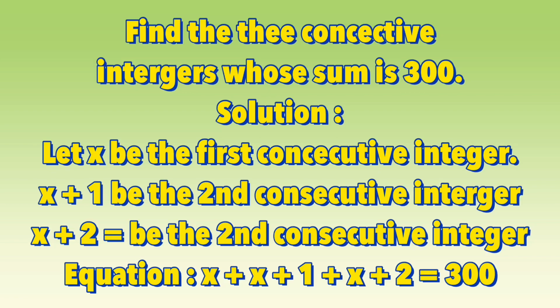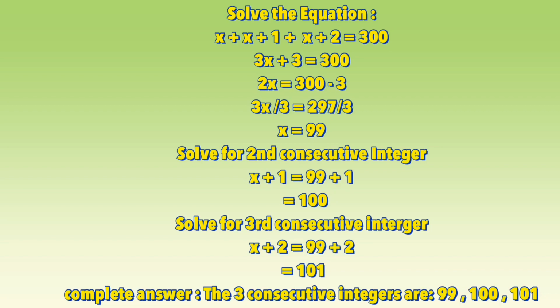Then we have to make an equation. Since we encounter the word sum, we're going to add the first, second, and third integers. So x plus (x plus 1) plus (x plus 2) equals, the given is 300, so equals 300. To solve the equation, we have x plus (x plus 1) plus (x plus 2) equals 300.